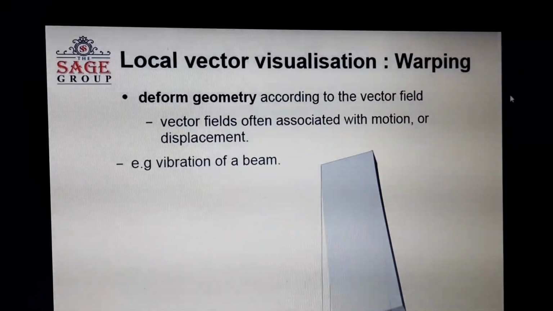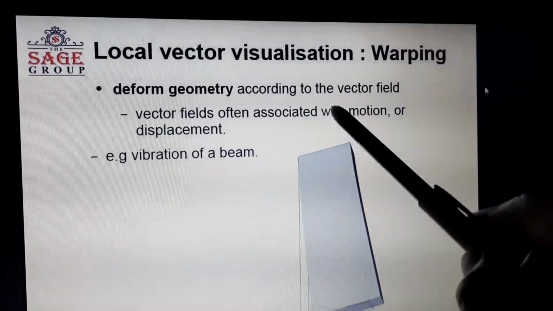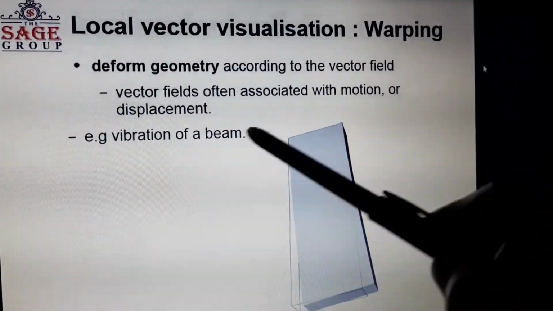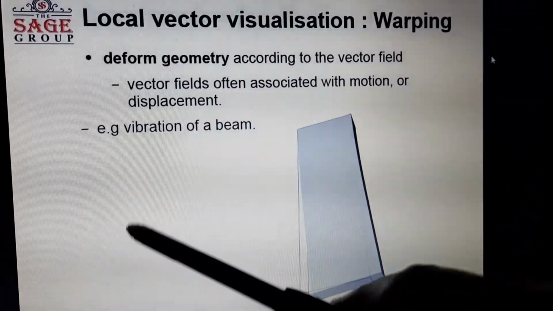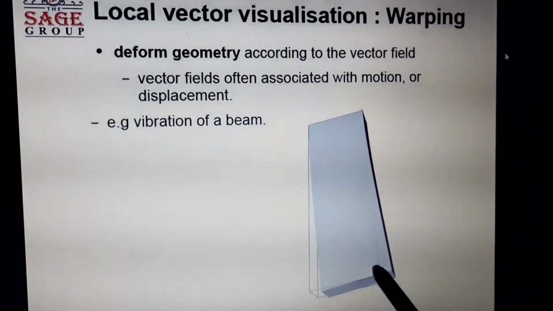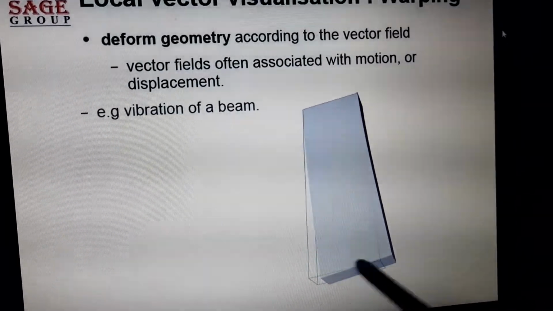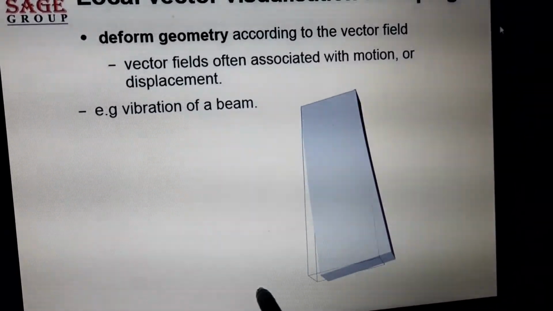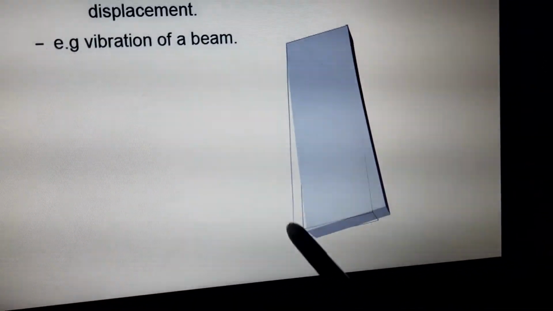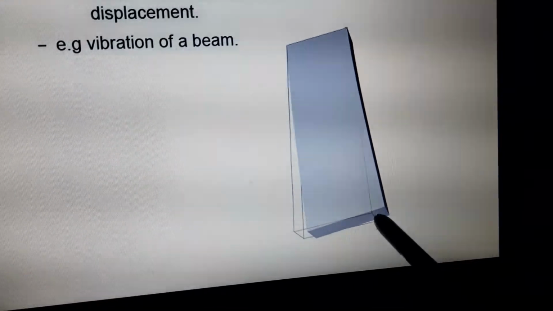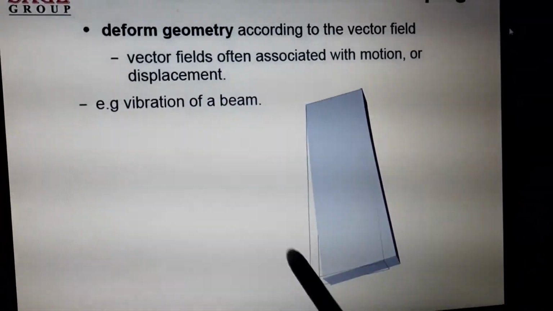The next method is wrapping. In the wrapping method of local vector visualization, we deform the geometry according to the vector field. Vector fields are often associated with motion or displacement. Take the vibration of a beam. How do we vibrate a beam? We take the actual position and then shift it in the moving direction. This was the actual place in the black line, and now the beam is shifted towards the right, and we can also shift it towards the left.